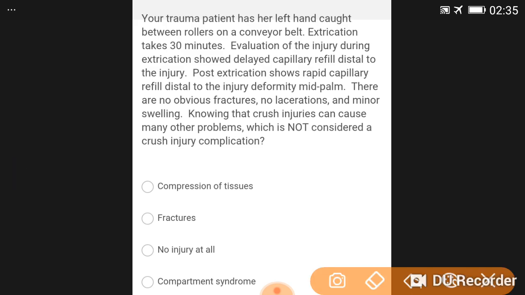Your trauma patient has her left hand caught between the rollers of a conveyor belt. Extrication takes 30 minutes. Evaluation of the injury during extrication showed delayed capillary refill distal to the injury. Post extrication shows rapid capillary refill distal to the injury, deformity of the mid palm, no obvious fractures, no lacerations, and minor swelling. Knowing that crush injuries can cause many other problems, which is not considered a crush injury complication? No injury at all.